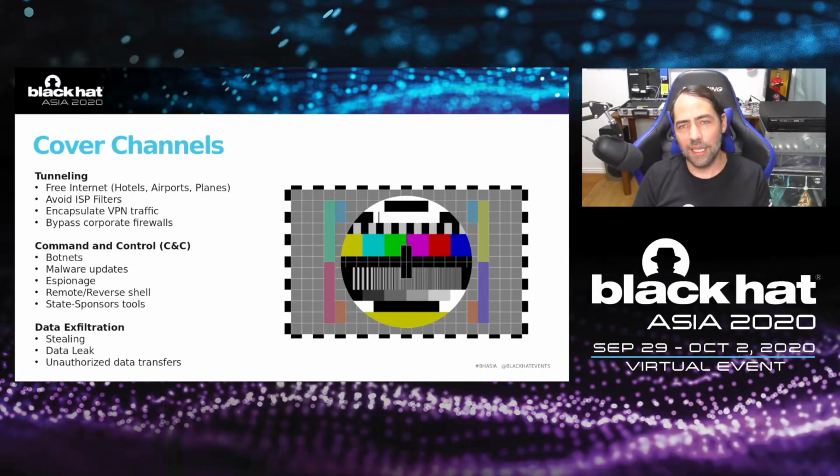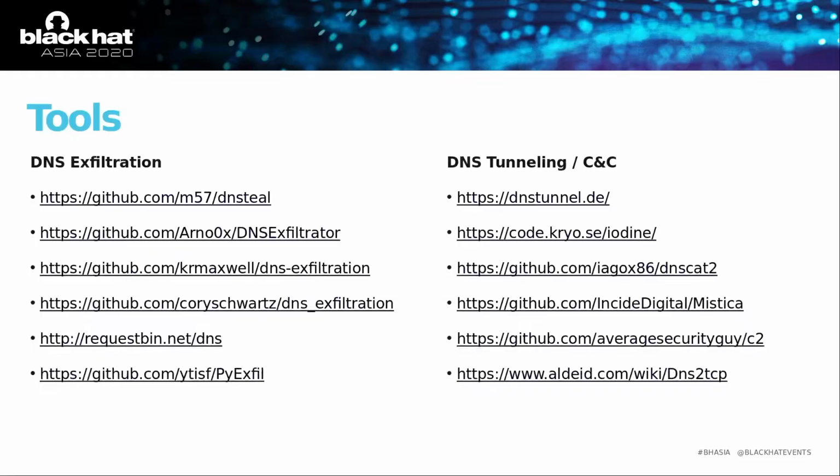Command and control is quite widely used as well. And then we have data exfiltration, which is data leaks, theft, or actually unauthorized transfer from an employee outside the company. So we will try to focus on the data exfiltration part with different techniques, right? So what kind of tools do we have out there? These are all open source tools, most of them from GitHub, right? I divided them in two categories: one for DNS exfiltration and one for tunneling and command and control.